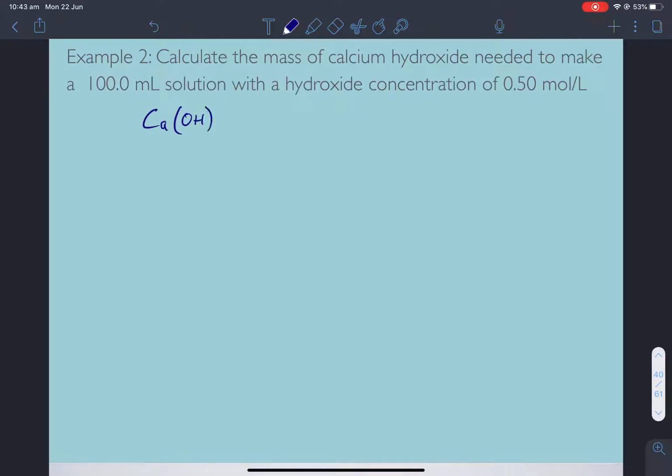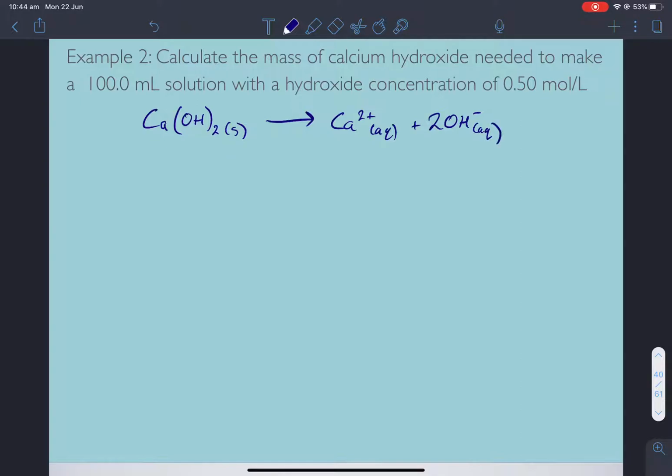We need 2 hydroxides for every 1 calcium. Calcium is 2 plus because it's in group 2. Hydroxide is 1 minus charge. So we need 2 hydroxides for 1 calcium. And it's going to dissolve to form 1 calcium ion, and the 2 hydroxides are going to be floating around separated in solution.